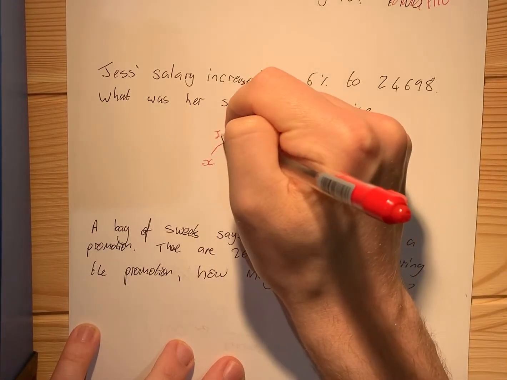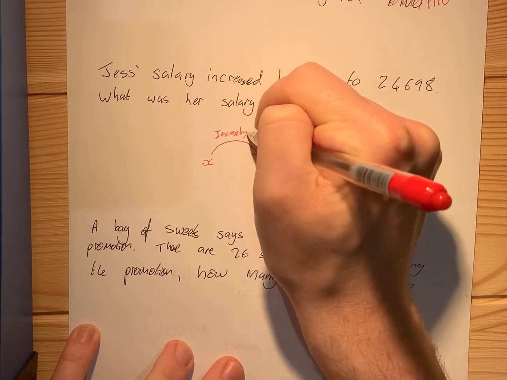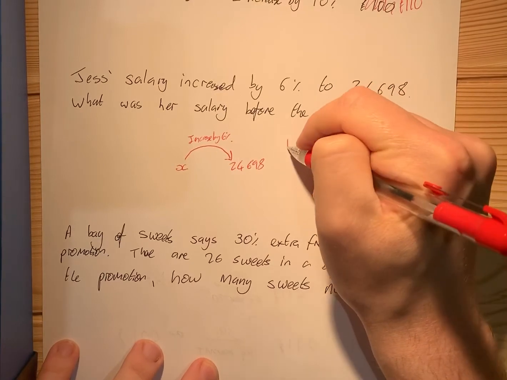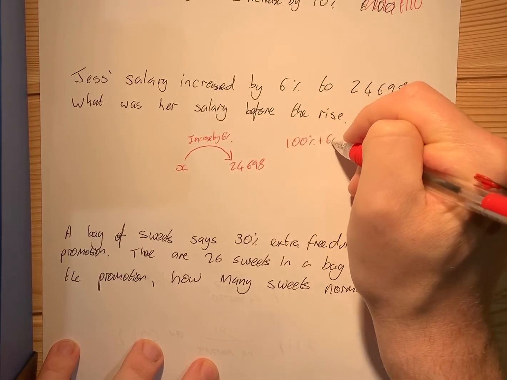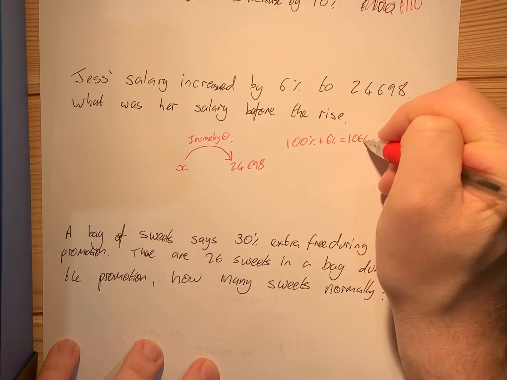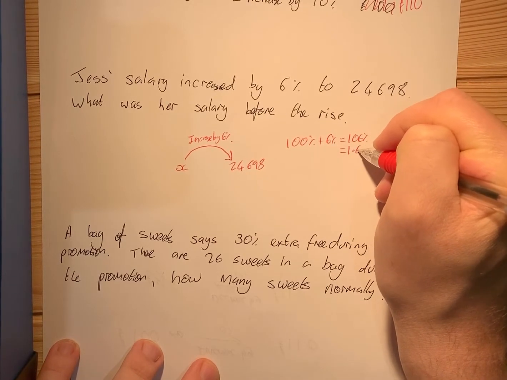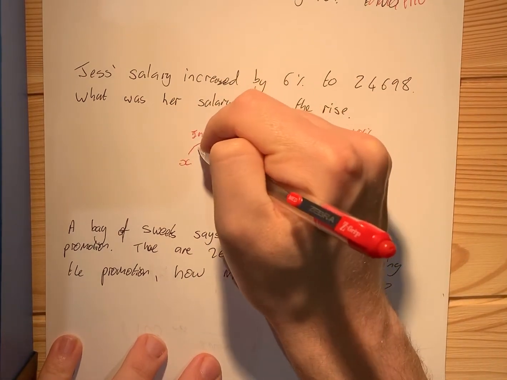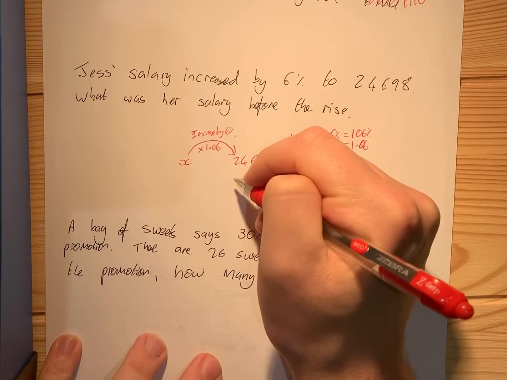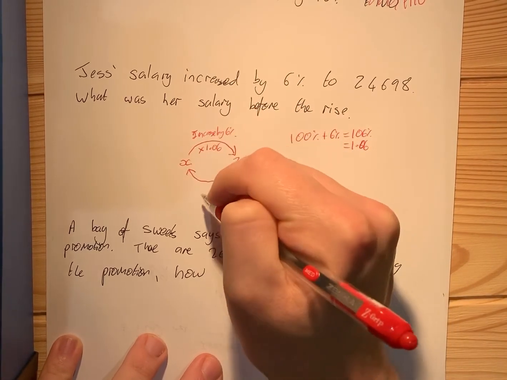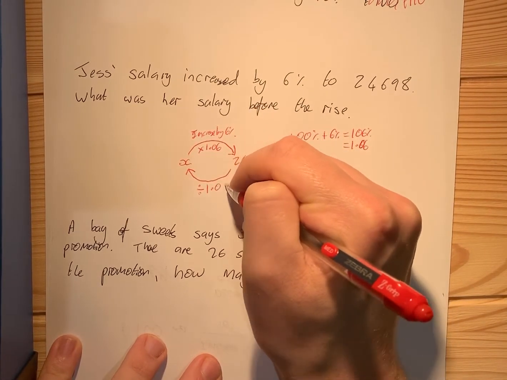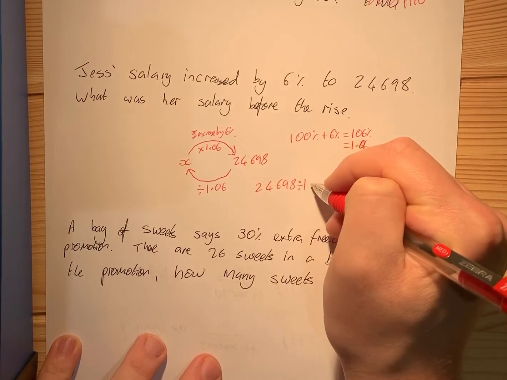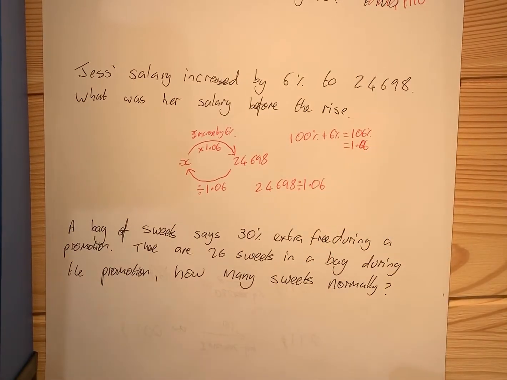We increase by 6%. I want to know what we started with. Well, I know the increase by 6% is 100% plus 6%, which is 106%, which is 1.06. So I can replace that with times 1.06. To go that way, divide by 1.06. 24,698 divided by 1.06. Get my calculator out.